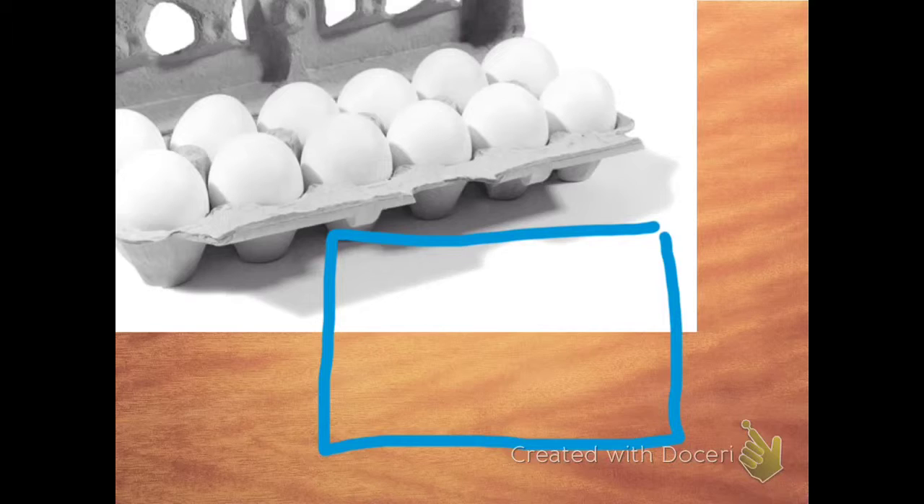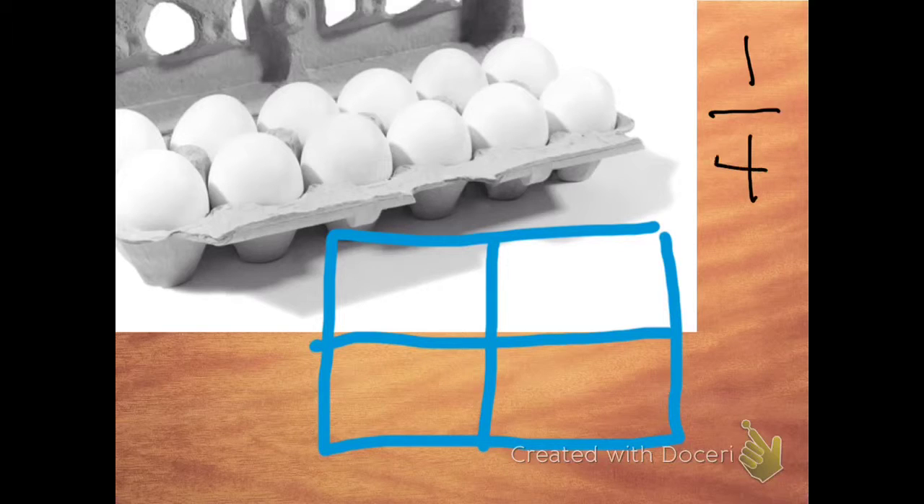a rectangle and I'm going to divide it up into fourths because what I wanted to find was 1/4 of these eggs. So the bottom number, the denominator, tells us how many parts we're dividing it up into. We're going to divide it up into 4 parts. So here we go. I've got 1, 2, 3, 4. Now I need to figure out how many are in each part.